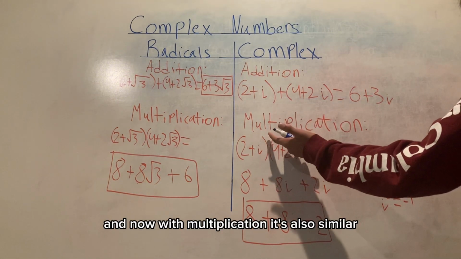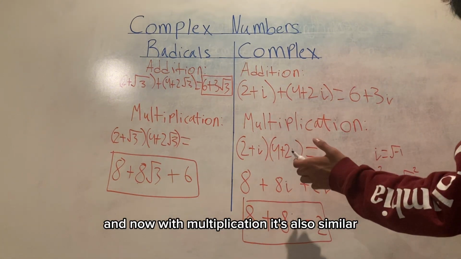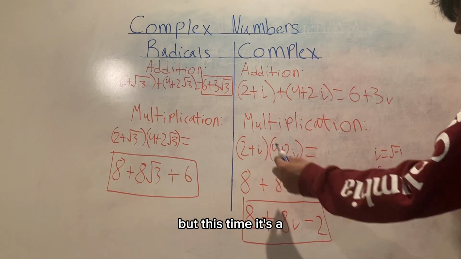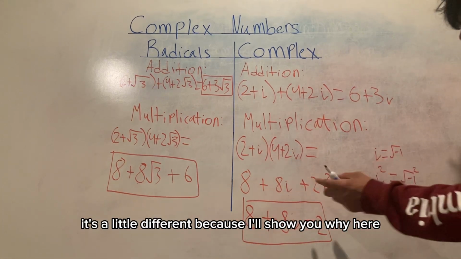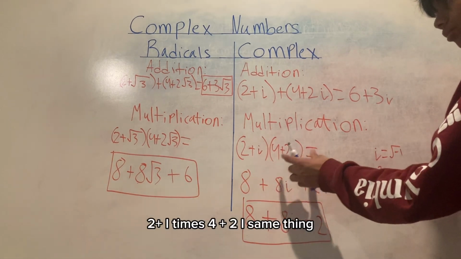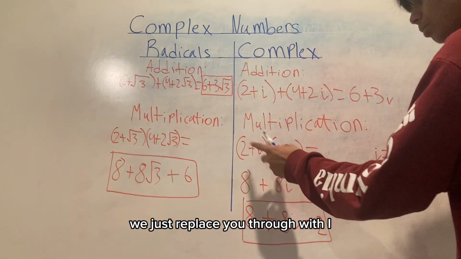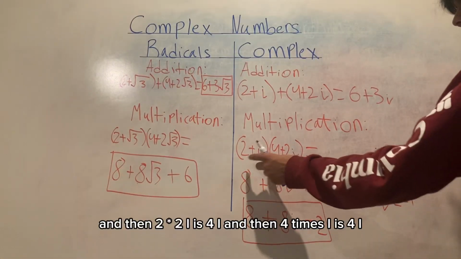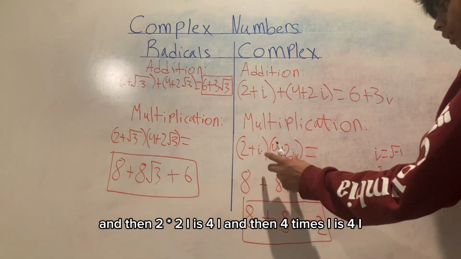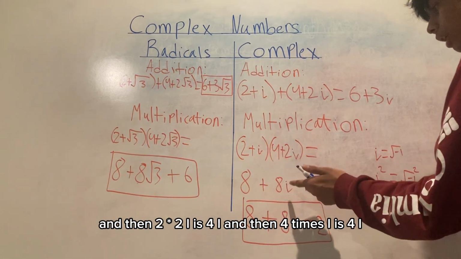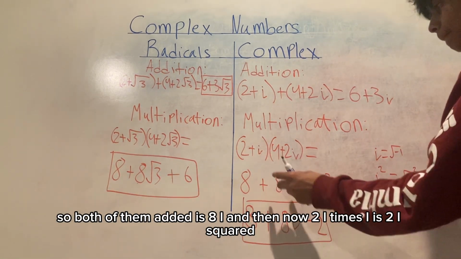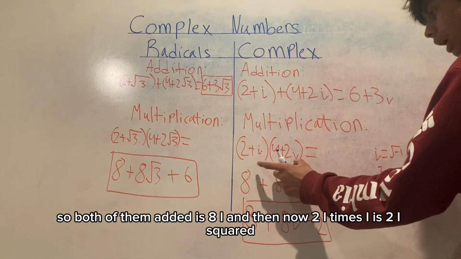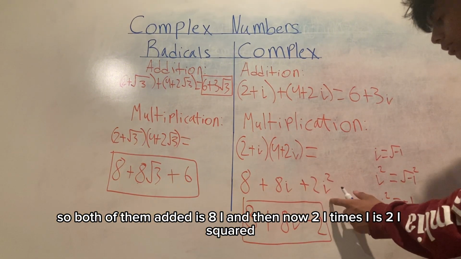And now with multiplication, it's also similar, but this time it's a little different, and I'll show you why here. 2 plus i times 4 plus 2i, same thing. We just replace root 3 with i. So 2 times 4 is 8. And then 2 times 2i is 4i. And then 4 times i is 4i. So both of them added is 8i. And then now 2i times i is 2i squared.